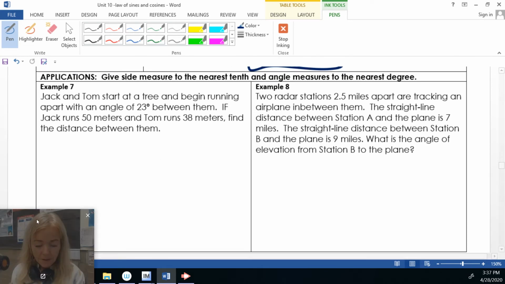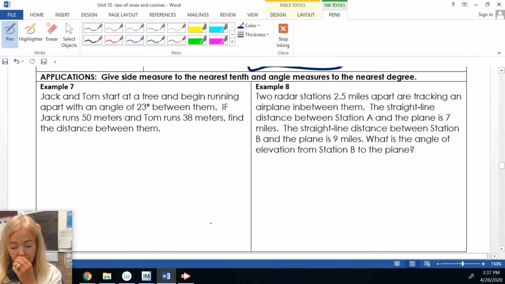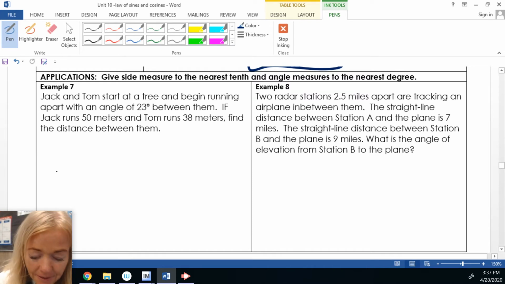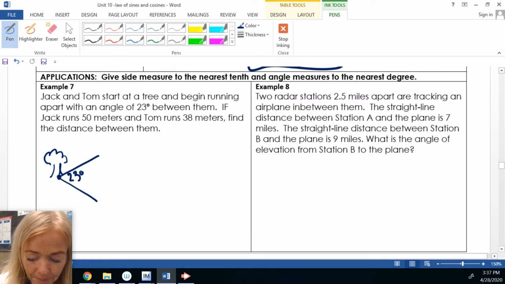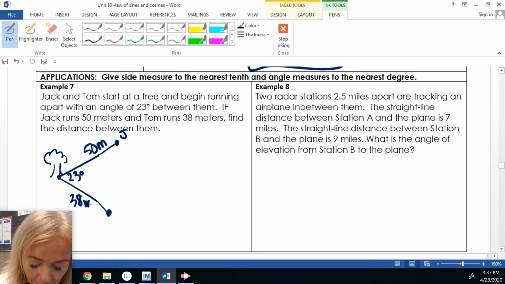Okay, so we have a couple of little examples here where we have to draw up our own triangles. So Jack and Tom start at a tree, and begin running apart at an angle of 23 degrees between them. If Jack runs 50 meters, so here's Jack, and he ran 50 meters, and here's Tom, and he ran 38 meters. Find the distance between them.